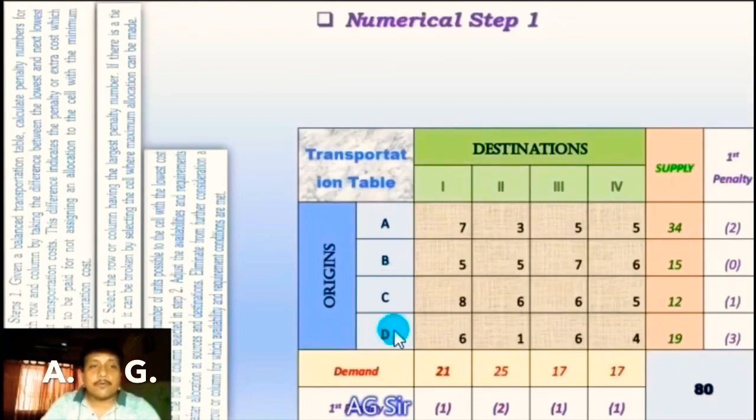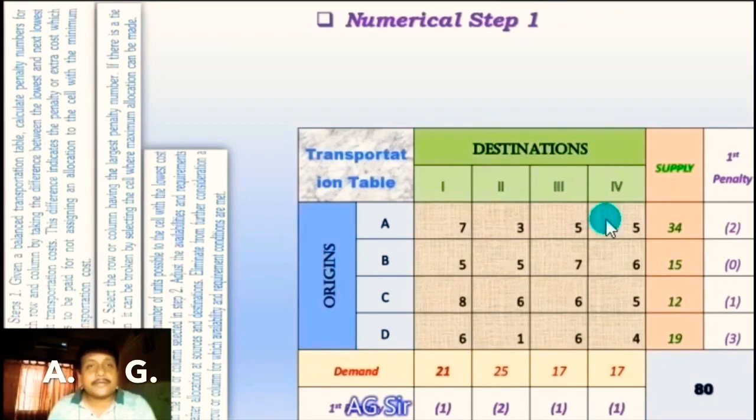Here you have 4 origins or 4 sources and 4 destinations. The supplies are mentioned in the right side column and the demands are placed in the bottom row. In the first row, the minimum cost among these costs is 3 and the next minimum cost is 5. You find that you have 5 at cell 1-3 as well as at cell 1-4. However, you can take any one of these.